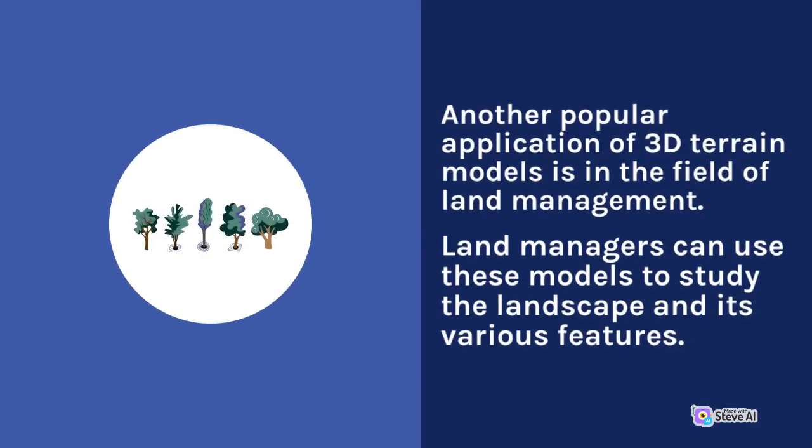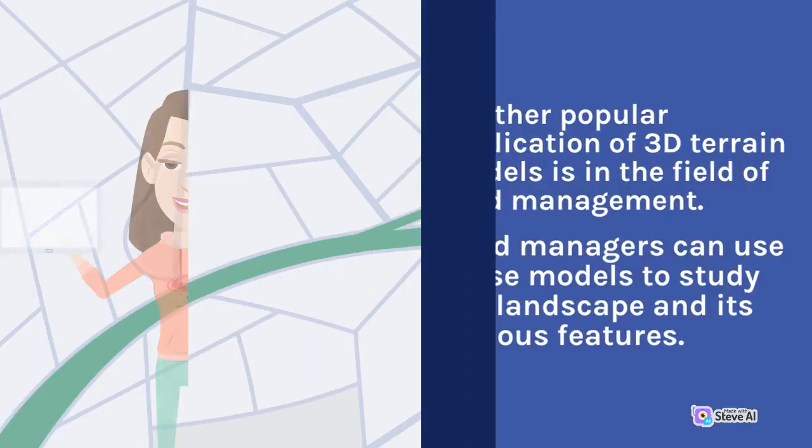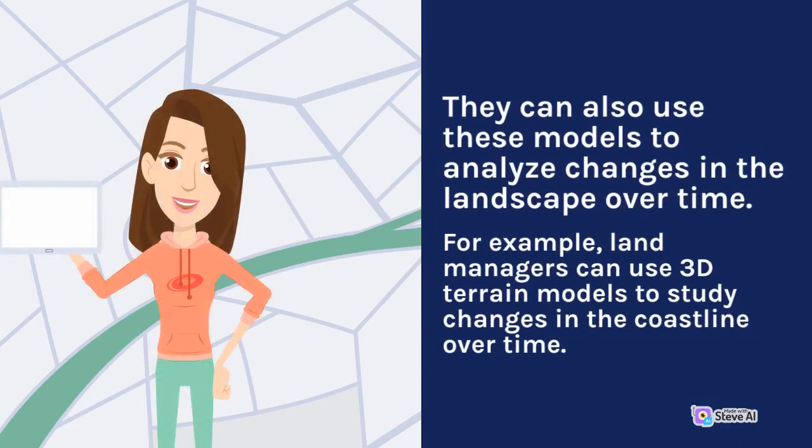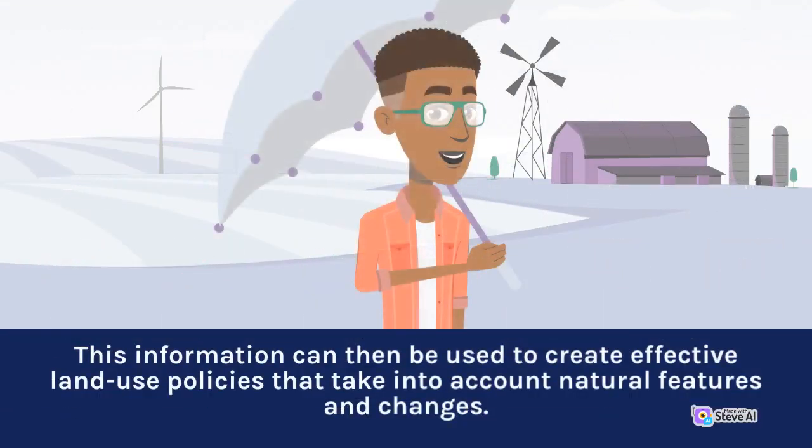Another popular application of 3D terrain models is in the field of land management. Land managers can use these models to study the landscape and its various features. They can also use these models to analyze changes in the landscape over time. For example, land managers can use 3D terrain models to study changes in the coastline over time. This information can then be used to create effective land use policies that take into account natural features and changes.